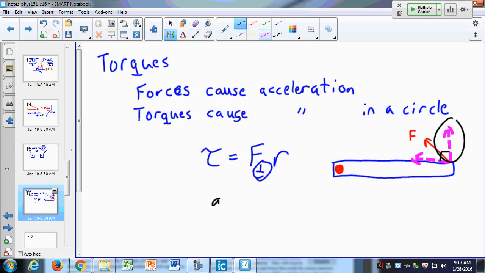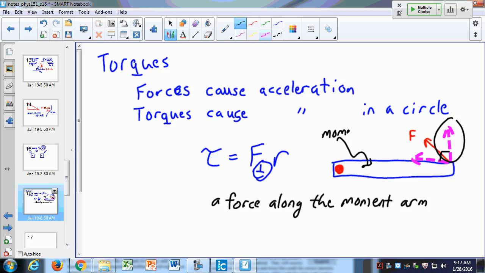The converse of that is that a force along the moment arm, and the moment arm, that's just this thing. It's actually a little more complicated than this, but we can just think of it as whatever it is that's rotating. Force along the moment arm causes no torque.